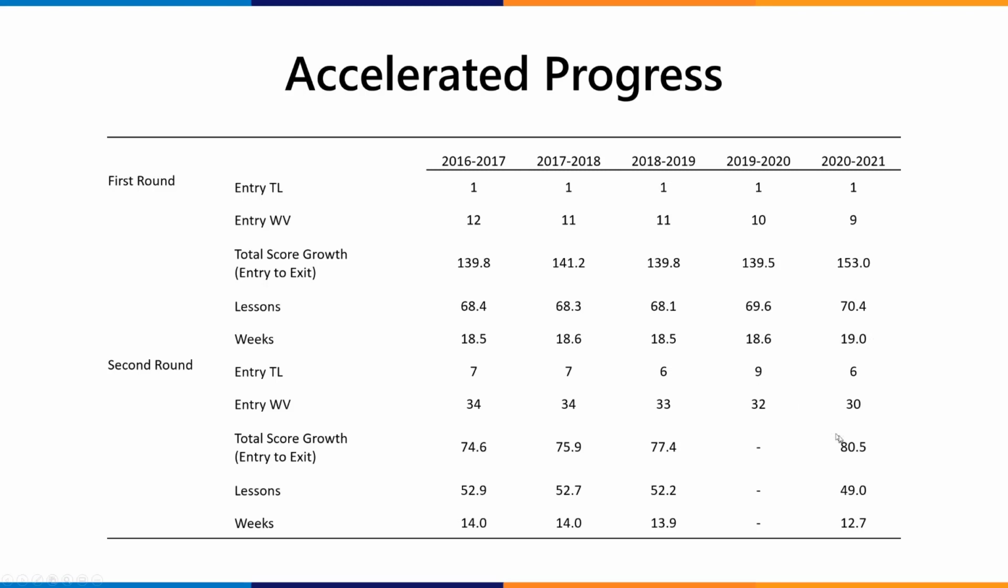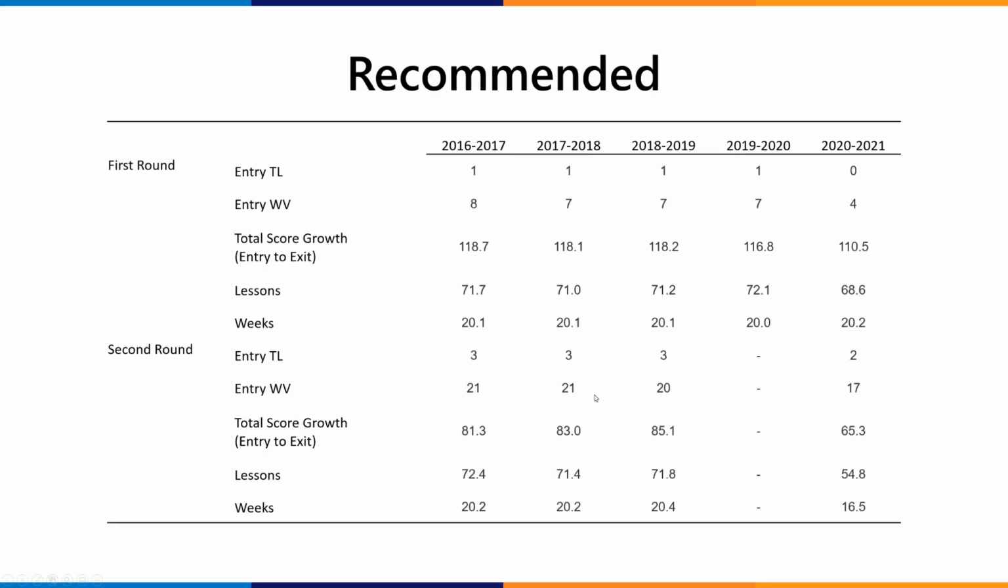In the second round, we see a similar trend where kids were making about 75 to 77 points of growth during Reading Recovery. This year, teachers were getting about 80 points of growth. They got slightly fewer lessons in the second round, and their lessons were slightly shorter. Instead of being about 14 weeks, they were just about 13 weeks, so 1 week less of lessons. And they did start the second round this year lower than what we would typically see, at a text level 6 and with a writing vocabulary of about 30.